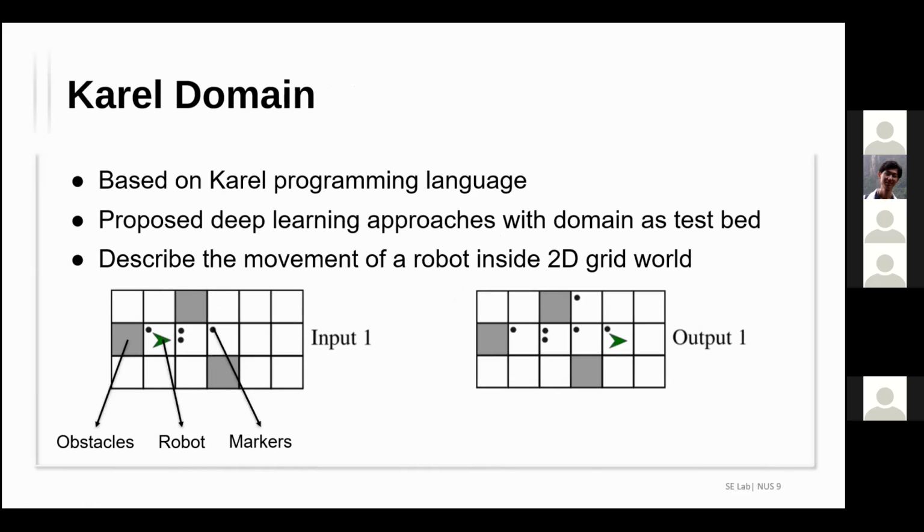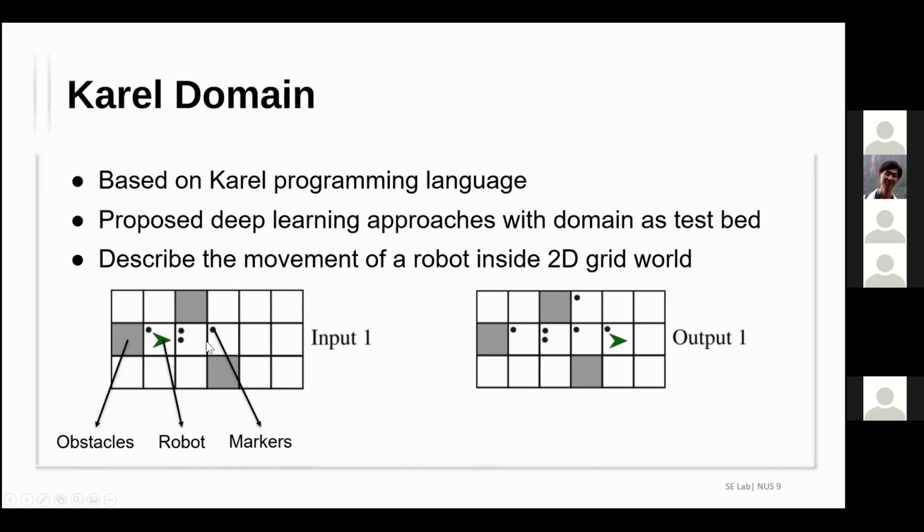It's sort of like a game. It's called a Karel domain. It's actually very often used in this kind of program synthesis problems because it's very clear cut. So it's based on a programming language that is very similar. It talks about a robot within this 2D grid. So there are certain obstacles in this grid that the robot can't go through.